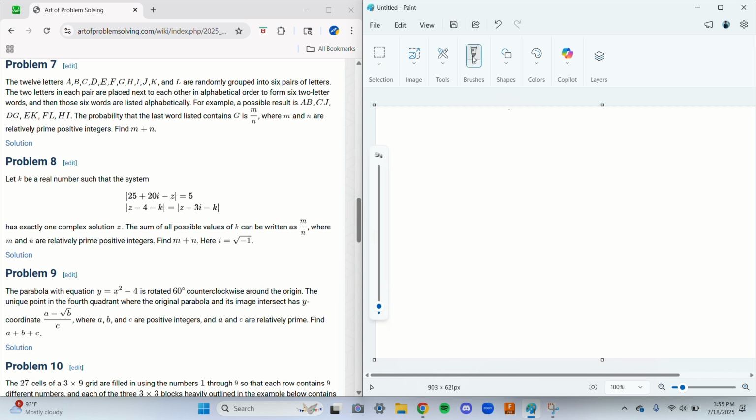Okay, so now what we have to do is find what N is, right? So what's N? Well, N is just the total number of ways, right? Because this is a probability question, so first pair, second pair, third pair, fourth pair, fifth pair, sixth pair.